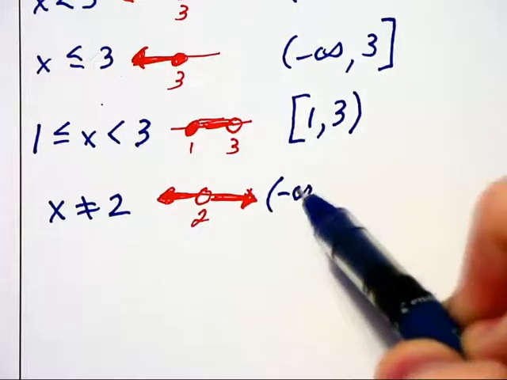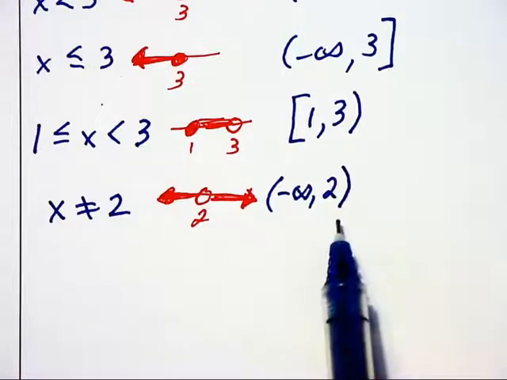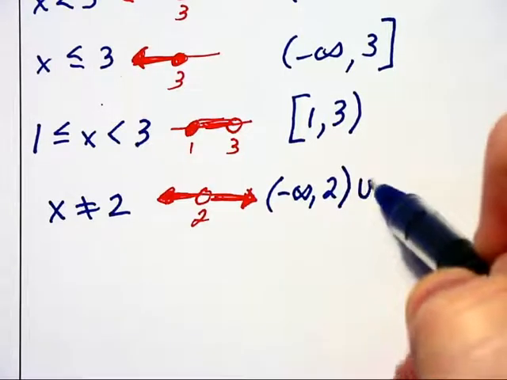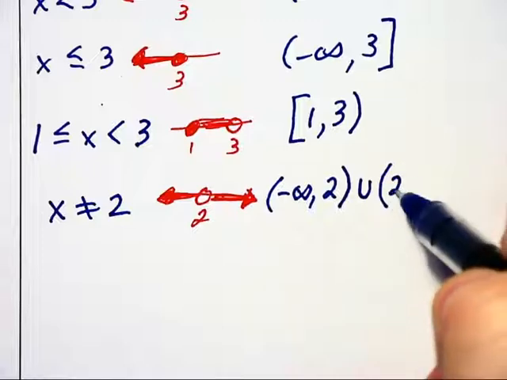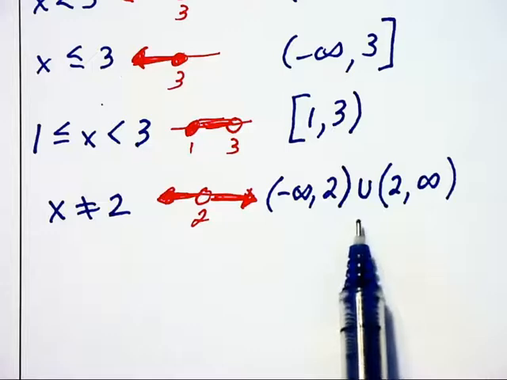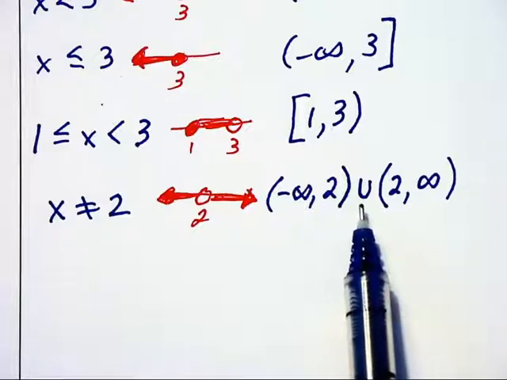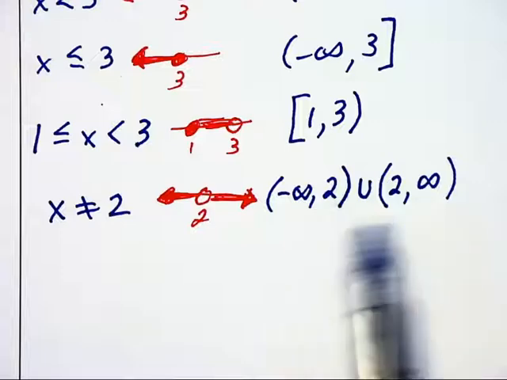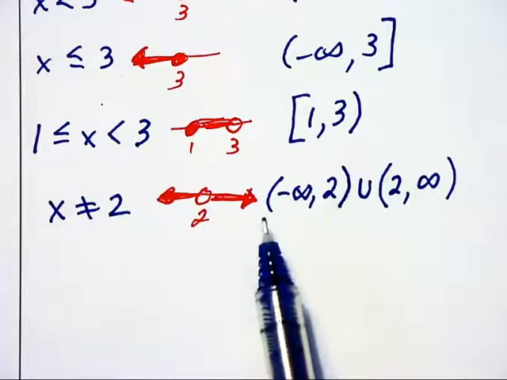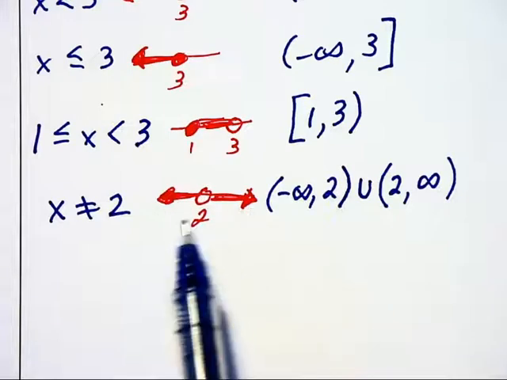From negative infinity up to 2, which we do not include, denoted with the parentheses, united with the next set, which starts at 2 and moves on up to positive infinity. We always use the union symbol to unite two sets together. It's kind of like the plus sign, which adds numbers together. We use the union sign to join sets together, always going from smaller to larger, just as you would look at it on this number line graph.